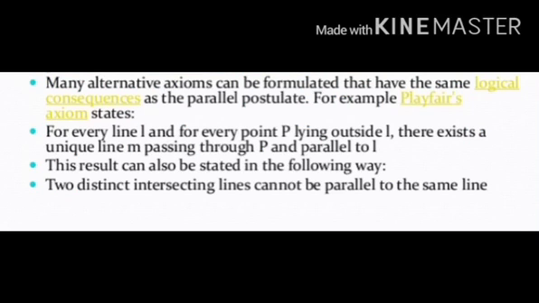Many alternative axioms can be formulated that have the same logical consequences as the parallel postulate. For example, Playfair's axiom states: for every line L and for every point P lying outside L, there exists a unique line M passing through P and parallel to L. This result can also be stated in the following way: two distinct intersecting lines cannot be parallel to the same line.